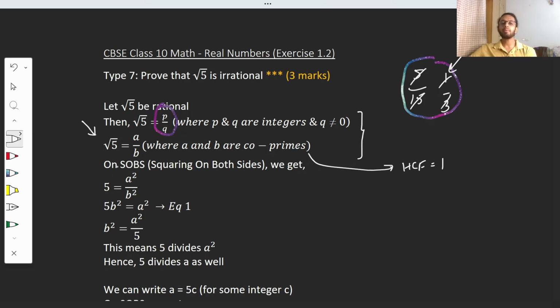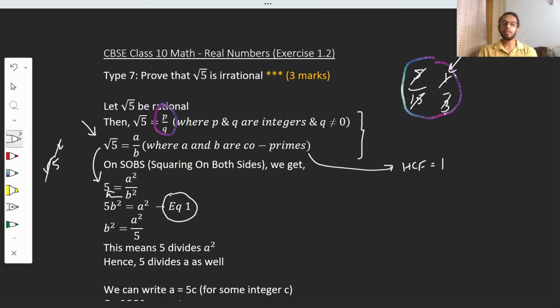Now what we do is we square both sides. Obviously, that is to eliminate the root. When we square the left hand side, root 5 square becomes 5. The root and square get cancelled, we get 5. On the right side, when we square a by b, a square and b square both get squared. And this b square in the right hand side has been taken to the left hand side. It becomes multiplication. So as you can see, 5b square equals a square. This will be our equation 1, which we'll be using later in the proof.